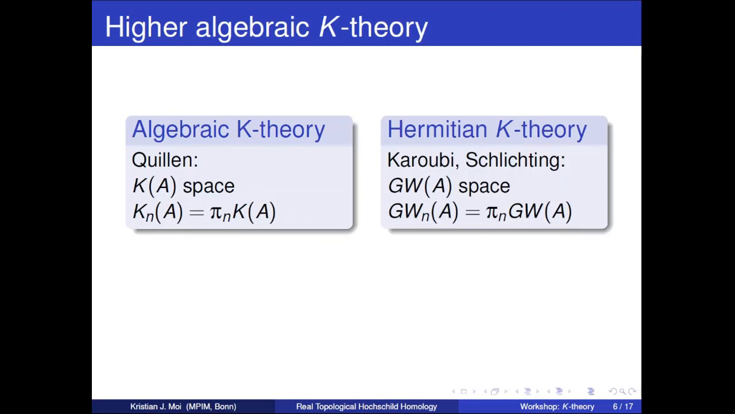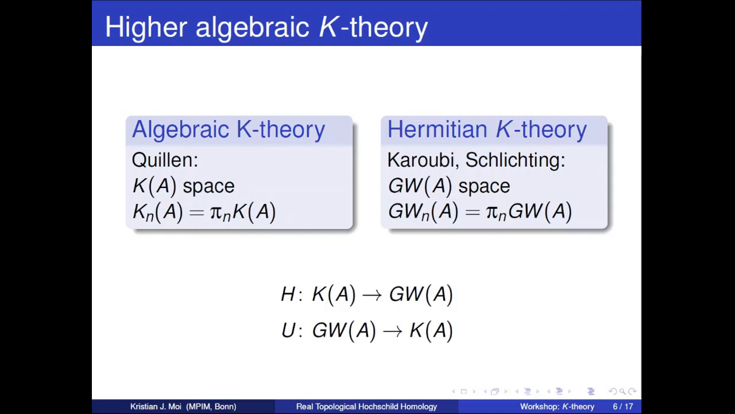Hermitian algebraic K theory, studied by Karoubi and Schlichting, arises in a similar way. You can construct a space, and the homotopy groups of that space are the higher Hermitian K groups. And these two spaces are related in several ways.